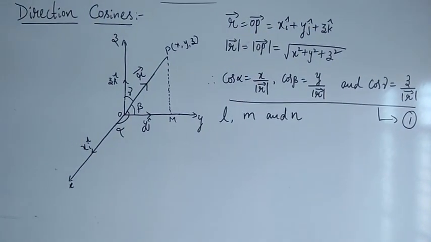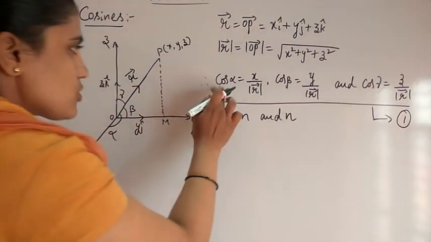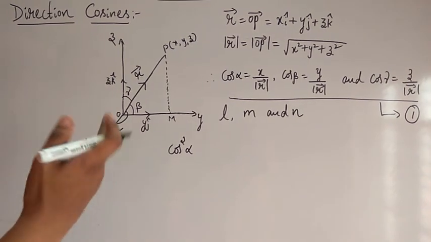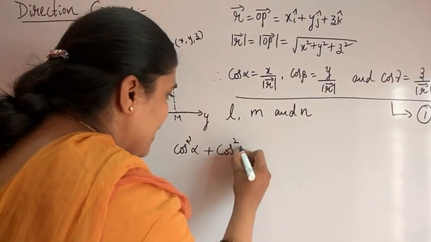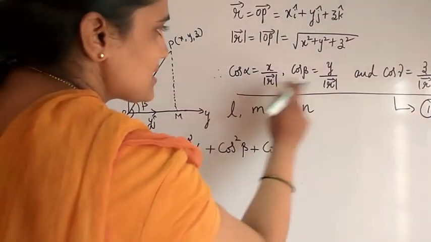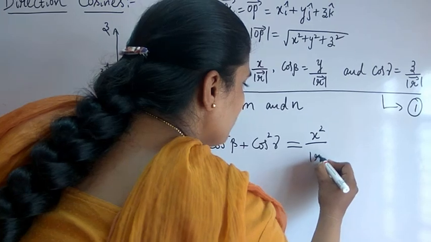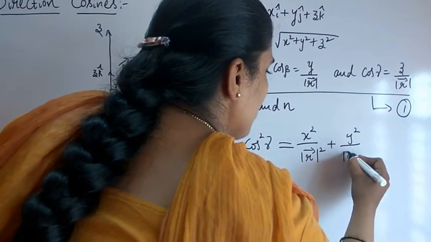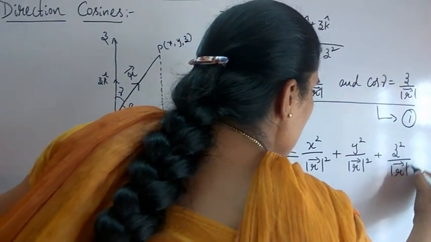Now squaring and adding equation 1. First let us square and add the LHS: cos square alpha plus cos square beta plus cos square gamma. On the right side we get x square by magnitude of r vector whole square plus y square by magnitude of r vector whole square plus z square by magnitude of r vector whole square.